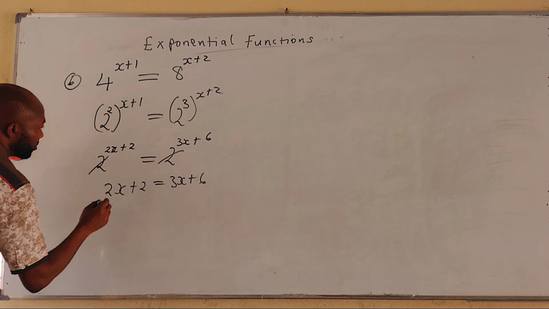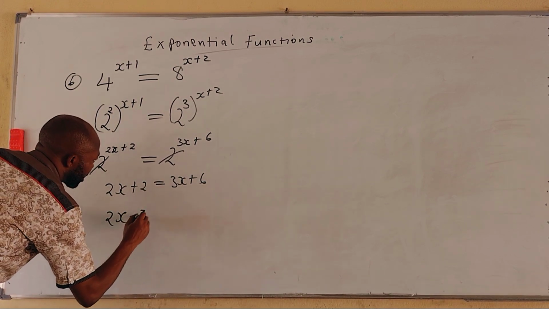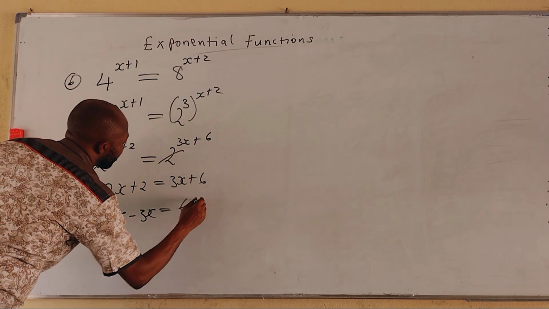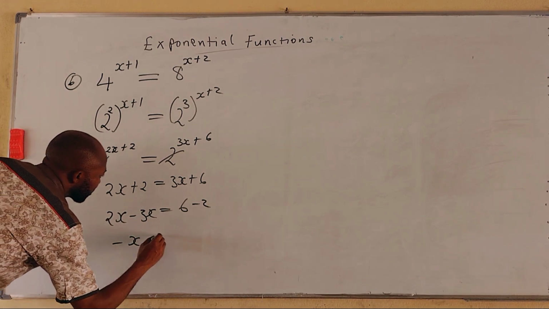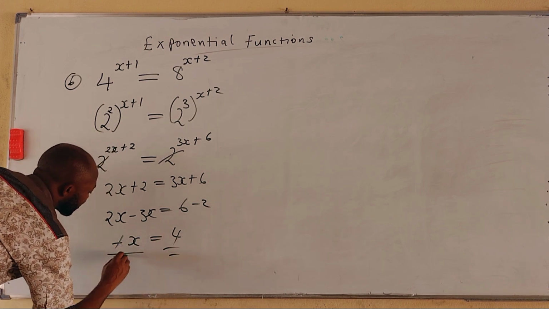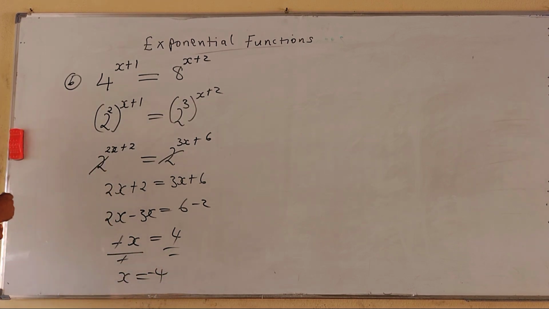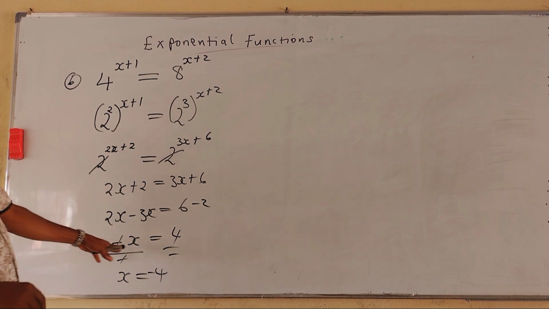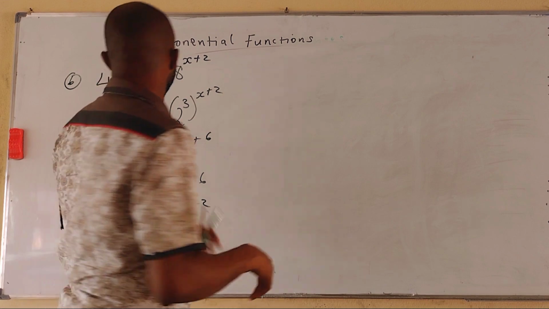I collect like terms. 2x minus 3x is equal to 6 minus 2. This is minus x is equal to 4. Divide both sides by minus. X is equal to 4 minus. 2 minus 3 is minus x. 2x minus 3x is minus x. So that's our sixth question.